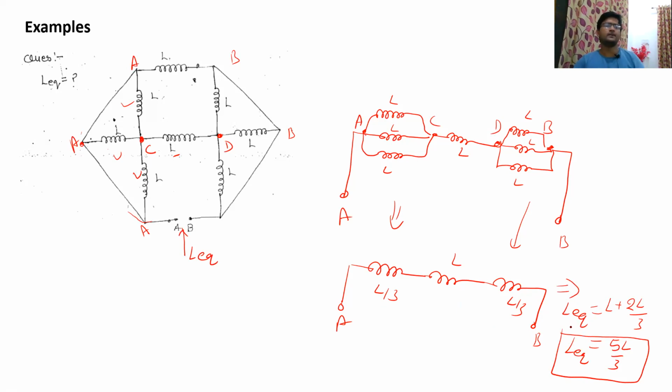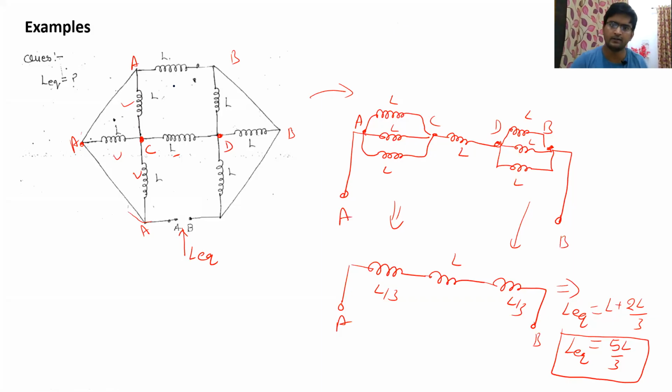So what I mean to say is, this is just an example. Even if you have some complex circuit of capacitances or resistances or further inductances, you just identify the nodes and connect the elements between those nodes. So you will definitely get some simpler circuit than what is given in the main question.